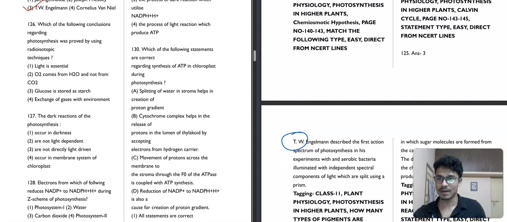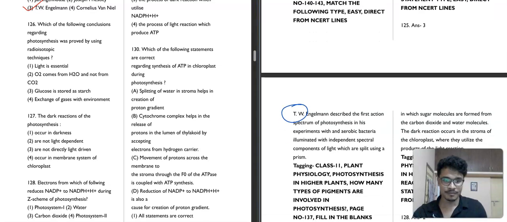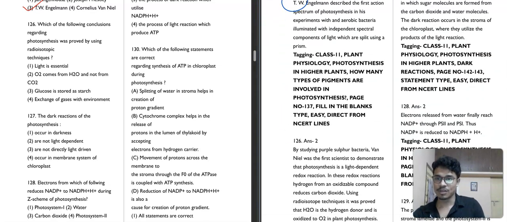Then question number 126. It is saying that which of the following conclusions regarding photosynthesis was proved by using radioisotope technique. We have already told that. Okay, so light is essential. O2 comes from H2O, not from CO2. This was basically proved. The second option will be our correct answer for this question.